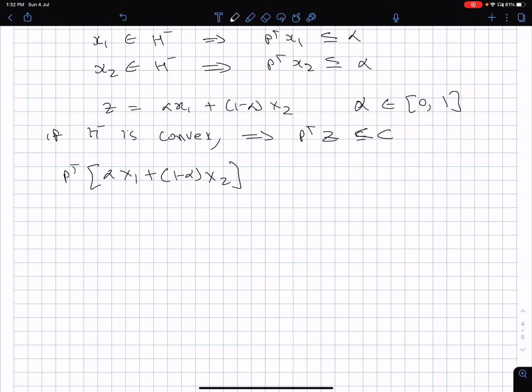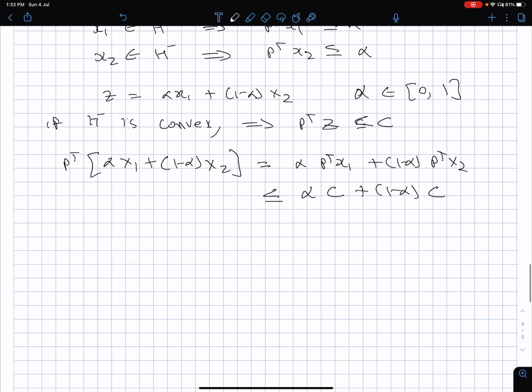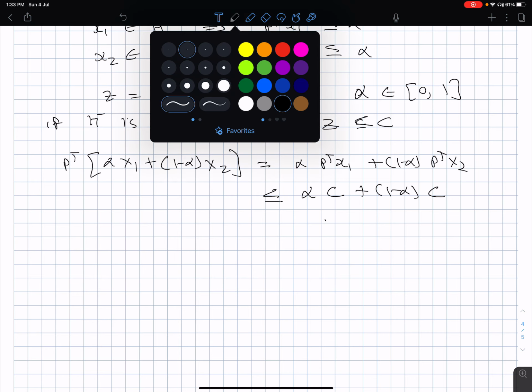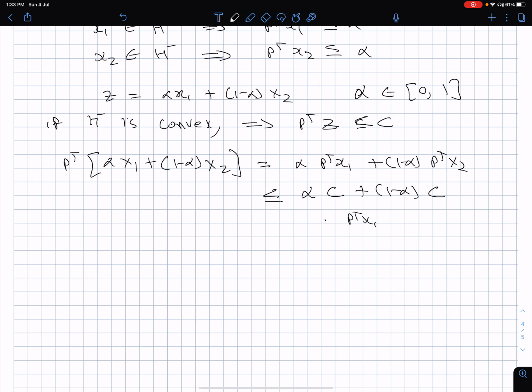The moment I say convex combination, remember, even if I don't write it, alpha is between 0 and 1. So 1 minus alpha is also between 0 and 1. Together they sum to unity. So P transpose of this will become alpha times P transpose of x1 plus 1 minus alpha times P transpose of x2. But this I can write as less than or equal to P transpose of alpha C plus 1 minus alpha times C. Why? Why could I take this jump?